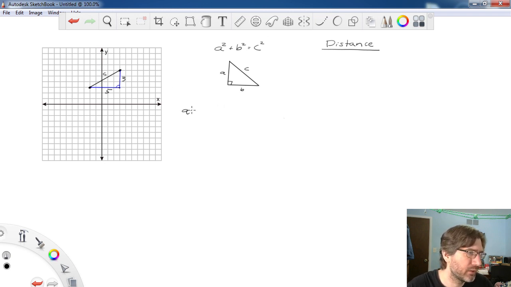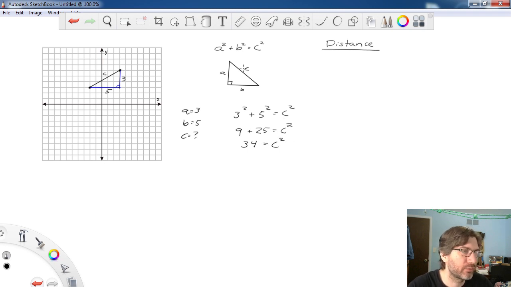Let's say that A here equals 3 and B here equals 5, and C is our unknown length. That's what we want to find out. So let's go ahead and plug those into our formula. That would be 3 squared plus 5 squared equals C squared. And we can solve for 3 squared and 5 squared. 3 squared is 9, 3 times 3 is 9. And 5 squared, 5 times 5, is 25. You can also add these. 25 plus 9 gives you 34 equals C squared.